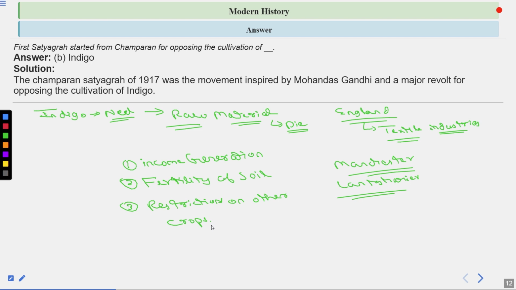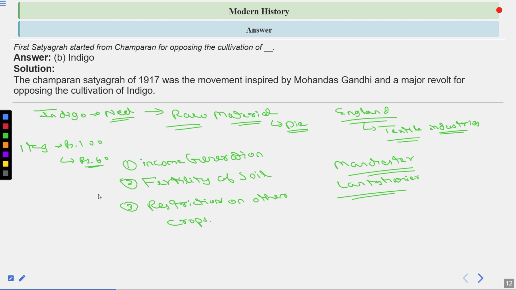First, the British companies were paying a lesser amount to the farmers. That means suppose if 1 kg of indigo amounts to rupees 100, the Britishers were only paying rupees 60. So the farmers were getting a very low price for their crops. They were not even able to recover the cost of production incurred while growing the indigo.